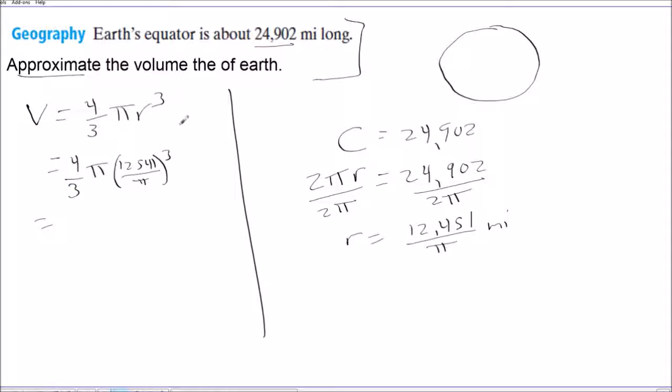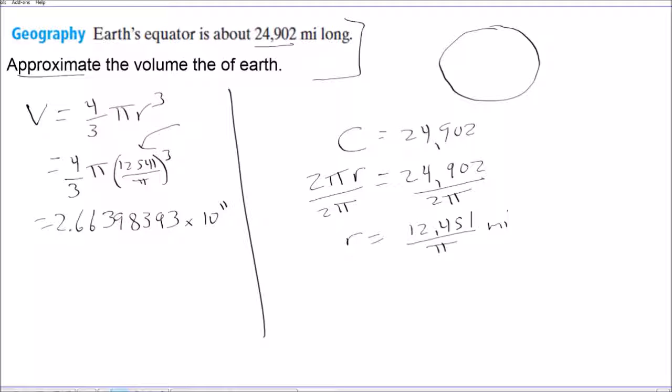What I like to do is I start over here in the calculator. So I'm going to type in parentheses 12,541 divided by pi, and I'm going to cube that and just see what that is. Okay, and I get a big decimal. And then I'm going to multiply that by pi and 4 and divide it by 3, and I get this crazy looking answer, 2.66398393 times 10 to the 11th.